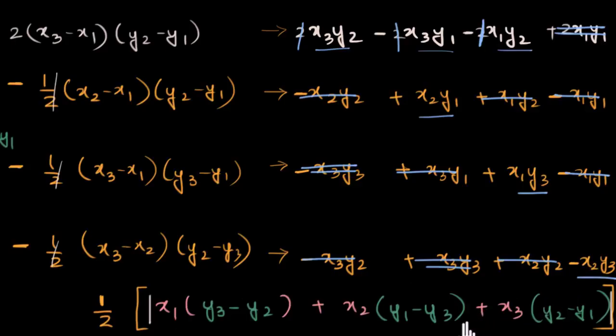And in the case where the 3 points that you've chosen don't even form a triangle, they form a straight line, the 3 points are collinear, there you'll get this value to be 0. So getting 0 for this means that the 3 points are collinear.